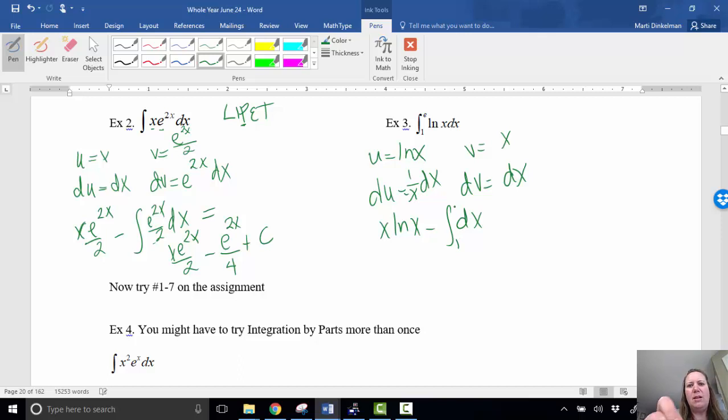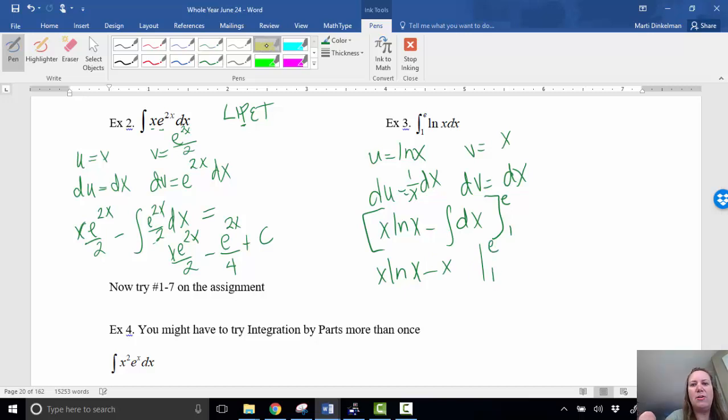And I'm going to go ahead and not put the limits there, because I want to make sure that I know that even this thing earlier, I need to make sure the limits are there. So I'm going to do it like this. So I'm going to have x ln x minus x, from 1 to e.